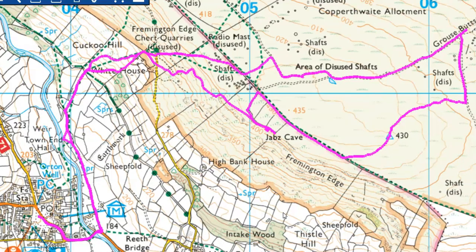So there's the purple line drawn on the map. That's the actual route that I took. Yeah, hope you found it interesting. Not too difficult, I don't think, but always worth looking at some maps.